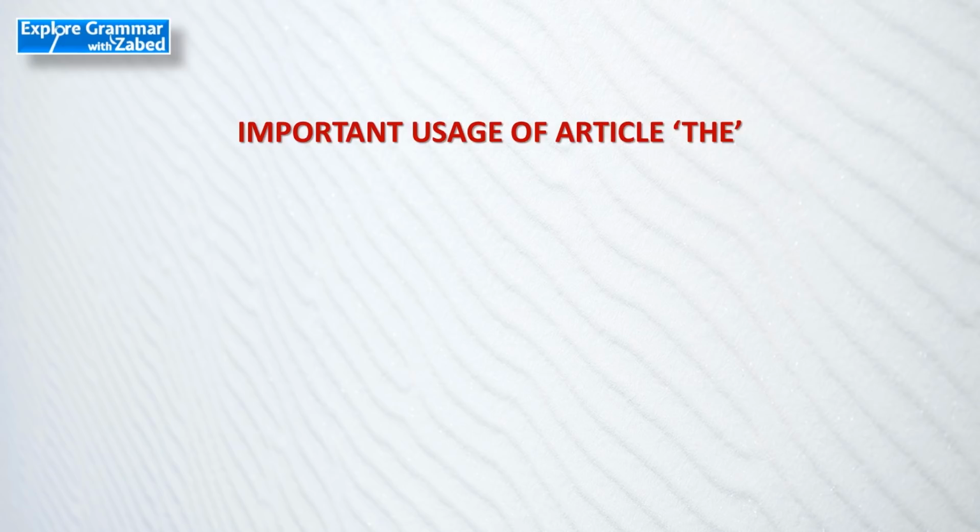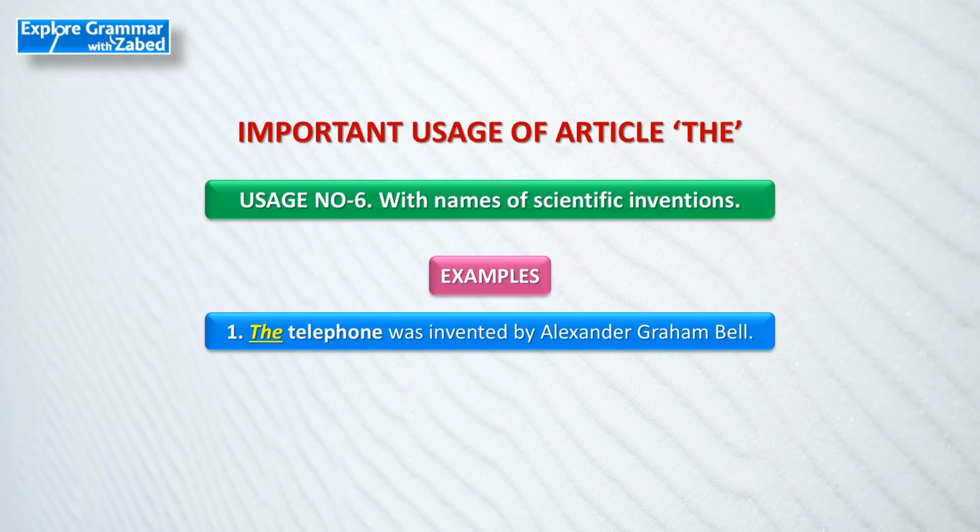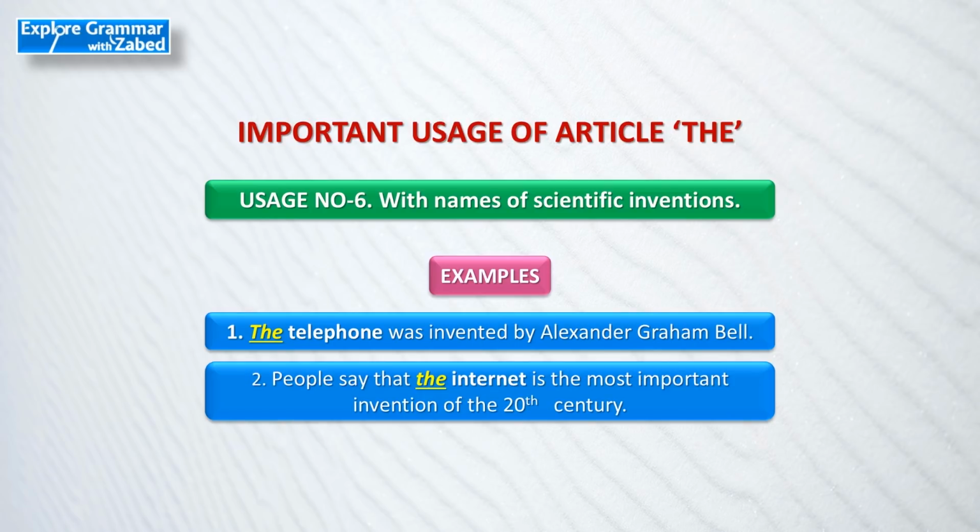In the same way, to talk about scientific inventions, we often use article the. For example, the telephone was invented by Alexander Graham Bell. People say that the internet is the most important invention of the 20th century.